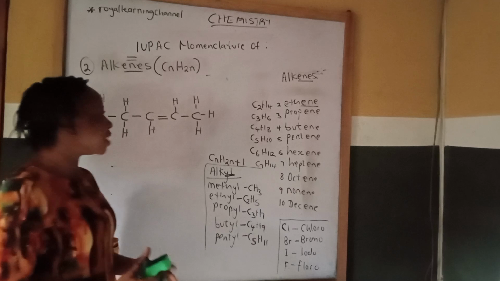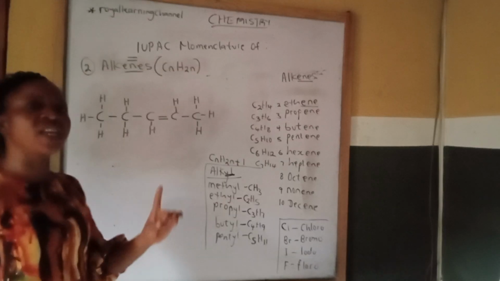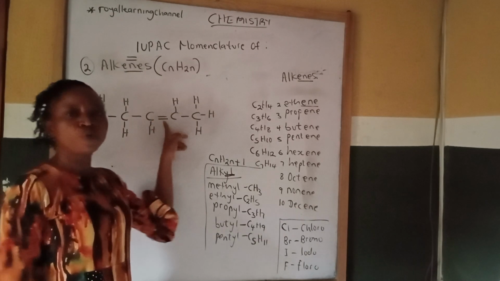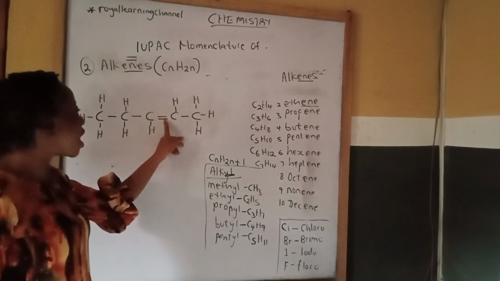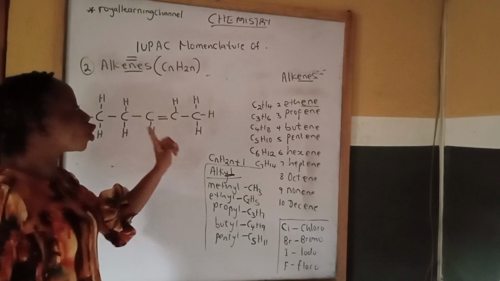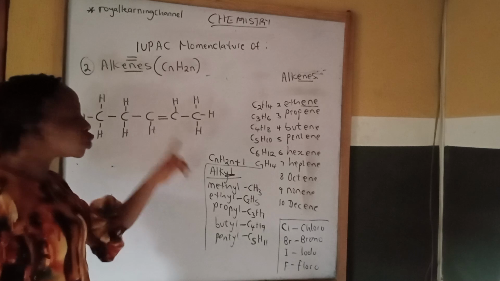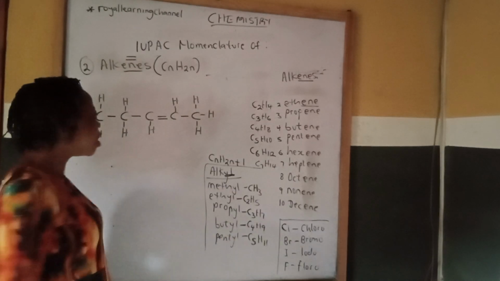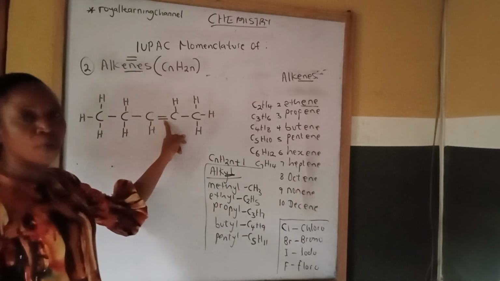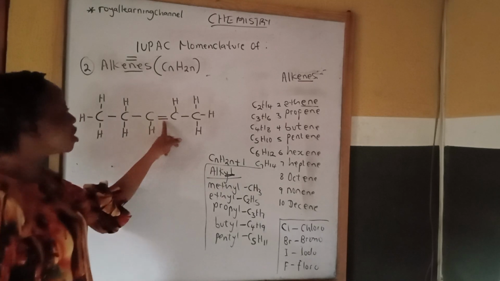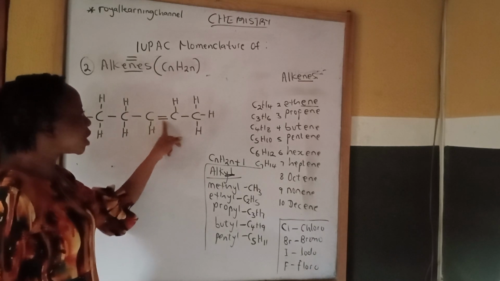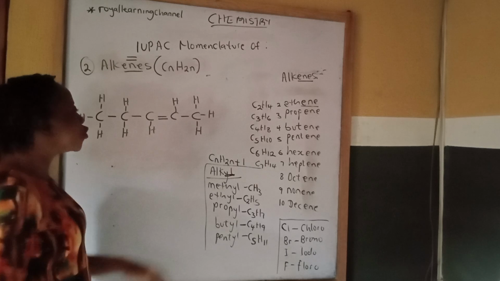Under naming of alkene, when you want to name, you consider your double bond, which is your functional group, in naming. Consider your functional group in naming. So you name from the end which will give the lowest number to your functional group, which is your double bond.